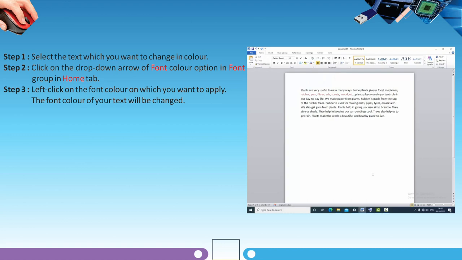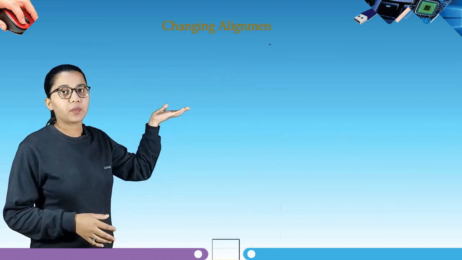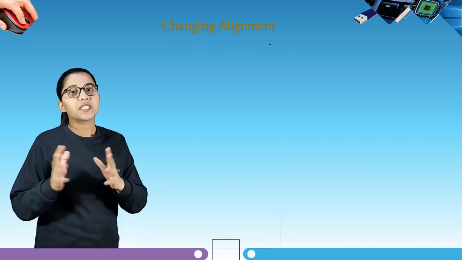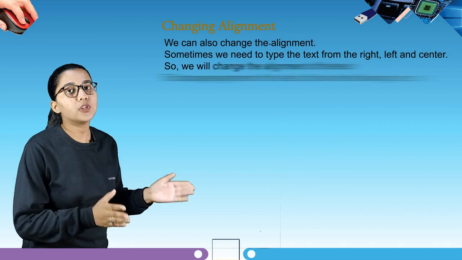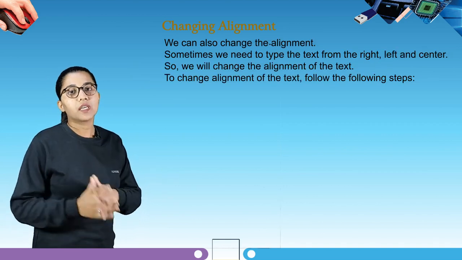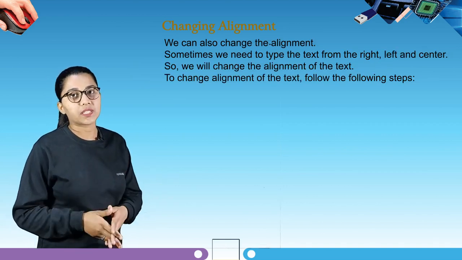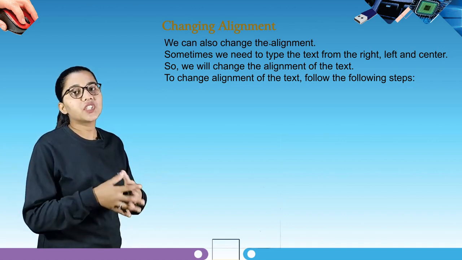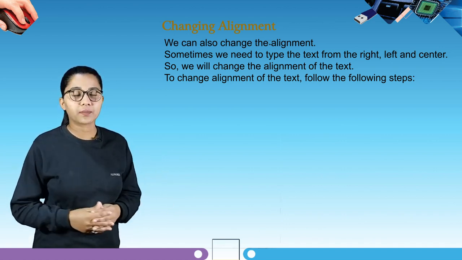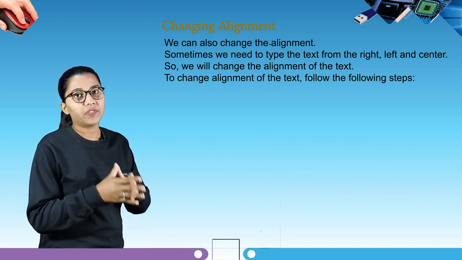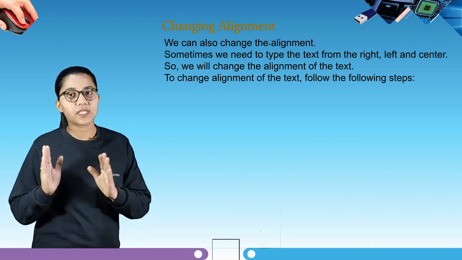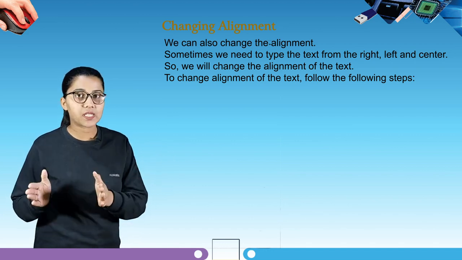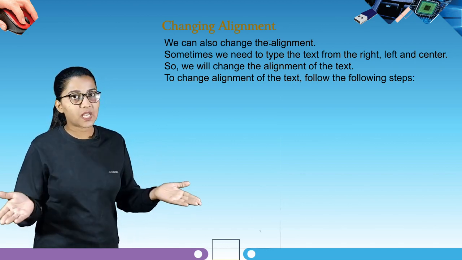Now our next topic is changing alignment. How can you change your text alignment? Let's have a look. We can also change the alignment. Sometimes we need to type the text from the right, left and center. So we will change the alignment of the text. To change the alignment of the text, follow these steps. If you want to change the alignment of your text, you have to follow these steps.